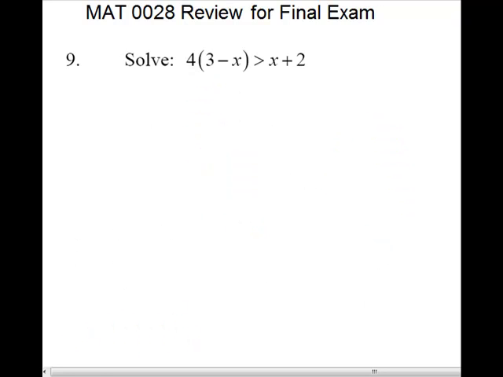Problem 9, we're going to solve, and this time we have an inequality instead of an equation. It works like an equation. We're going to isolate the variable. What you have to watch out for is if you divide by a negative, your inequality symbol reverses. It will flip over. So first we will simplify on the left. So we have 4 times 3 is 12. And 4 times minus x will be minus 4x. Keep your symbol.